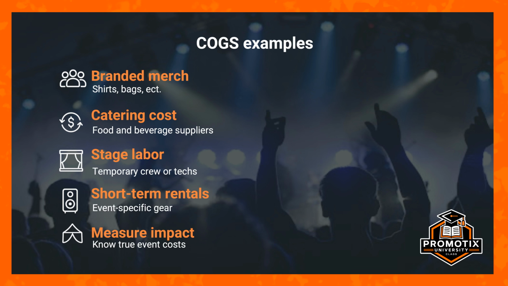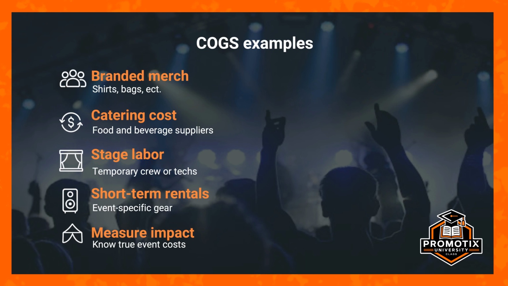Examples of COGS for an event business might include decor and supplies like tables, chairs, lighting, or staging materials that are directly related to the event itself. If you're producing custom merchandise like t-shirts or branded items, the cost of these goods fall under COGS too. Another common COGS category is food and beverage costs. If you're providing food at the event, either through catering or your own team, the cost of these items, along with any additional service fees paid to caterers, would be a part of your COGS.